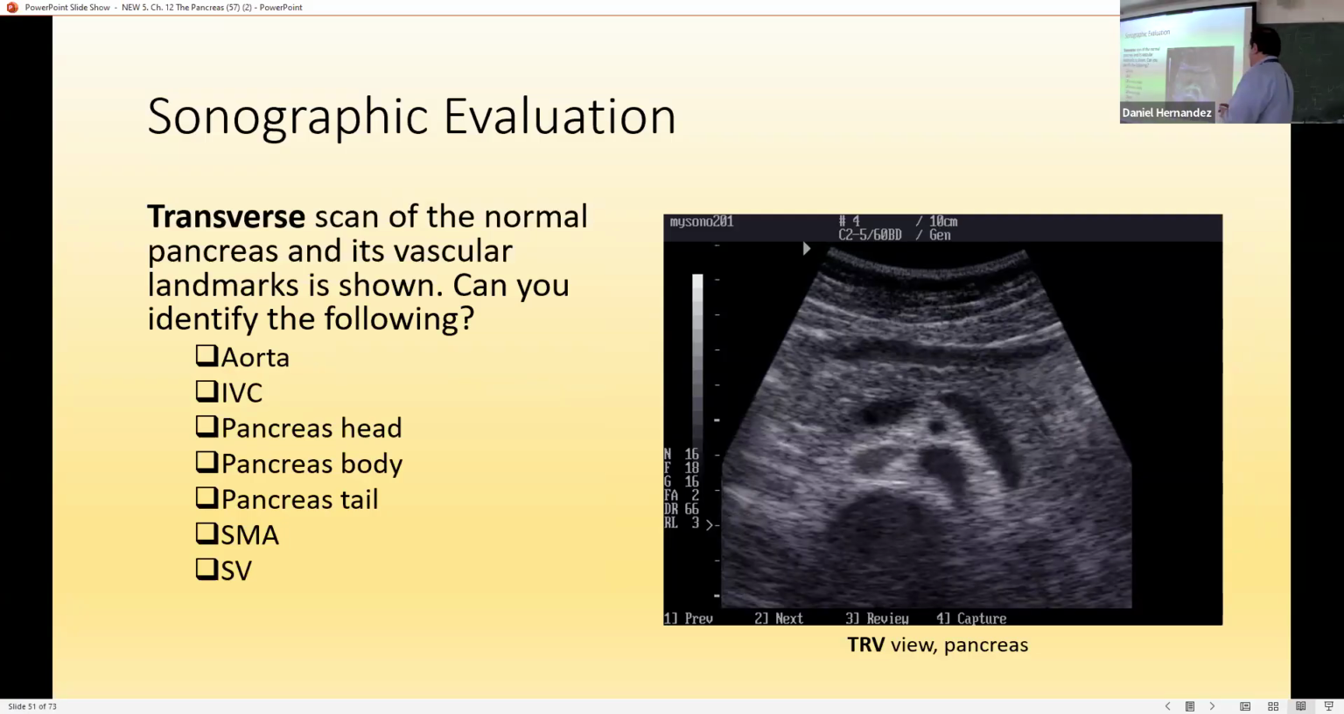Again, just be able to identify your structures for your transverse pancreas. If you can go through and label and identify your structures, you're going to be good.